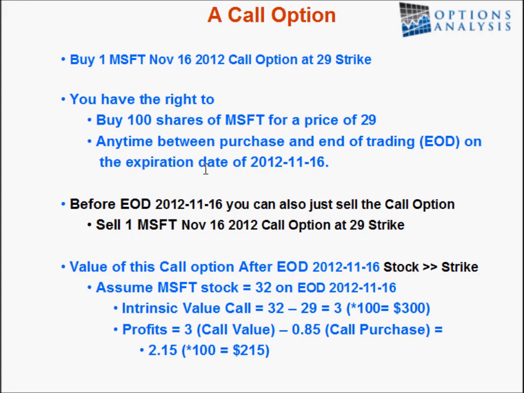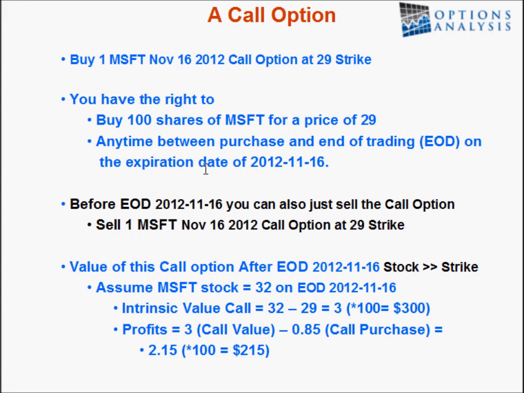Once you've made the purchase, one of the things you can do is buy the 100 shares of Microsoft at 29 anytime between the purchase date and the end of trading, which will be November 16th of 2012, the expiration date. Another thing you can do with your call option before it expires is just sell the call option. That would be sell one Microsoft November 16, 2012 expiration call option at 29 strike.